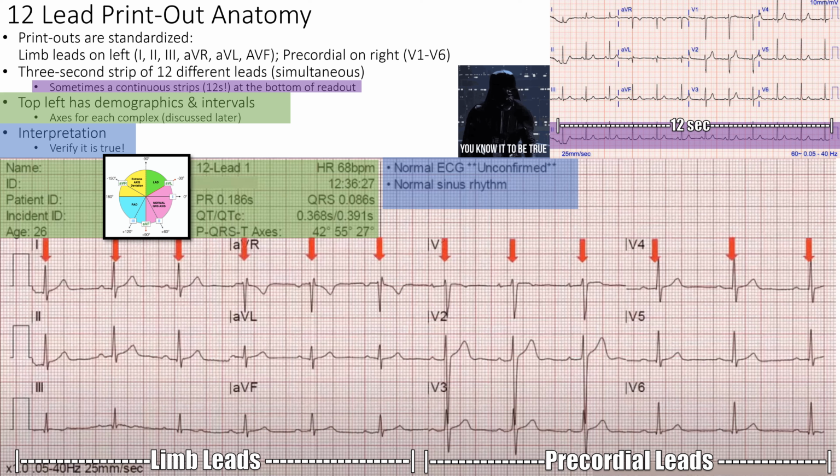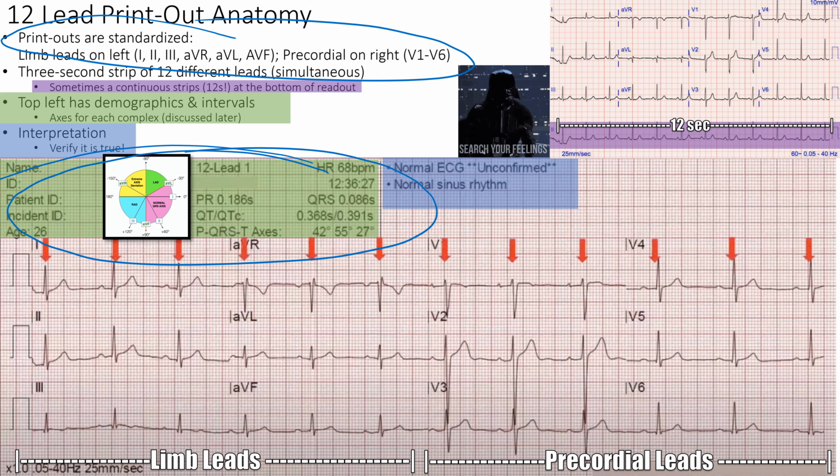All right, so the anatomy of a 12 lead. Printouts are standard. Different machines print out a different kind of 12 lead, which is nice, right? They all are standardized. In the upper top left corner are demographics, in green here, right? It also has your intervals and measurements, and it's pretty accurate. These things you can trust. The interpretation, that is dubious. You have to search your feelings to know whether it's true or not, right? It's hard to say that that is accurate. So that requires some human intervention.